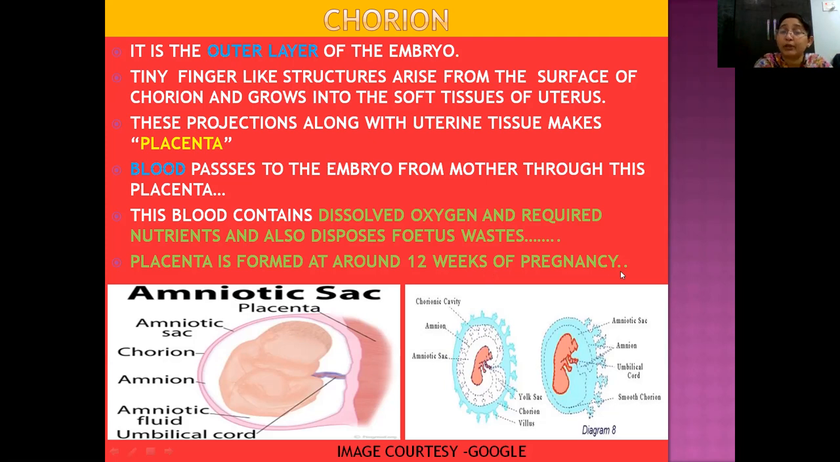I said after the third month, the embryo is called fetus. And the placenta is formed around 12 weeks, that means the same. After 3 months of pregnancy, placenta is formed. Placenta has one more function. It protects the fetus by not allowing harmful substances from the mother's body. Okay, so I hope you have understood what is chorion. Chorion is the outermost layer of the embryo. It helps in the formation of placenta. Later, the function is taken by the placenta.